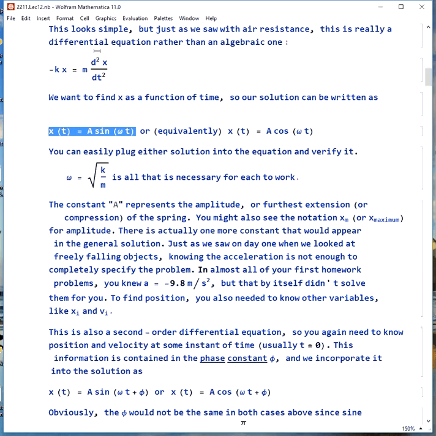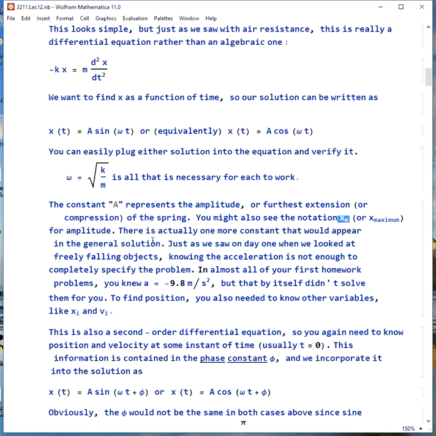And you see that this will work as long as omega is the square root of k over m, the spring constant over the mass. This constant A is the amplitude. That's the furthest away the spring gets from equilibrium, its most extreme extension or compression. Sometimes instead of A, this is written as x sub m or x max. And there's one more constant that we would put in this for a general solution.